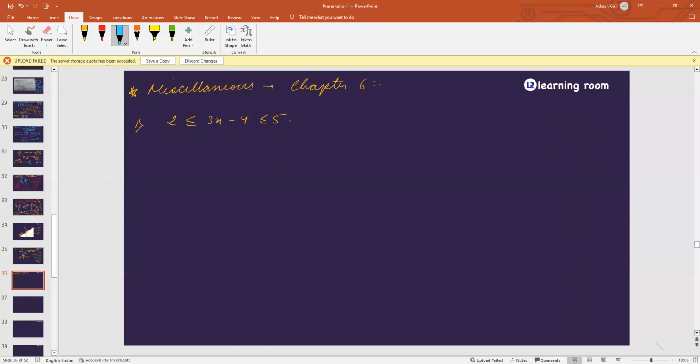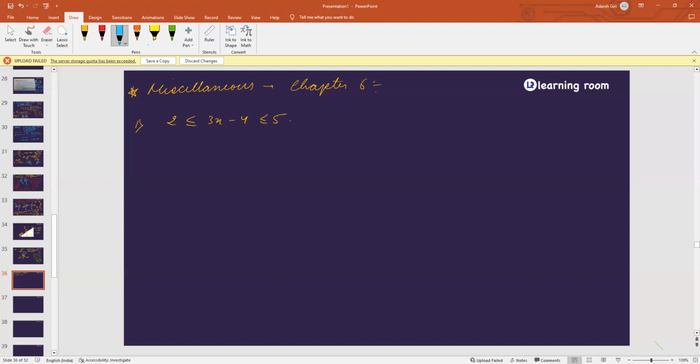Sir, x greater than or equal to 2, less than or equal to 5. No, this is wrong. Okay, let me solve it. I'll be giving you 1 or 1.5 minutes for any question, so please try to do it in that time frame.